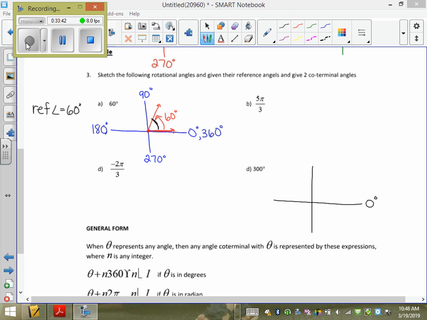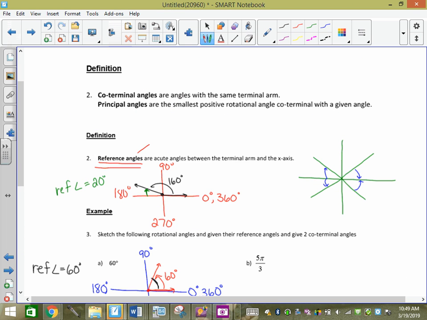So we label it positive, 0, 90, 180, 270, 360. 300 is 60 less than 360 or 30 more than 270, whichever way you want to go about it. And the reference angle is from the terminal arm to the x-axis. So what would it be? 60. This is the key thing: your reference angle is always positive. So we're going to go up here and say that too. Always positive.